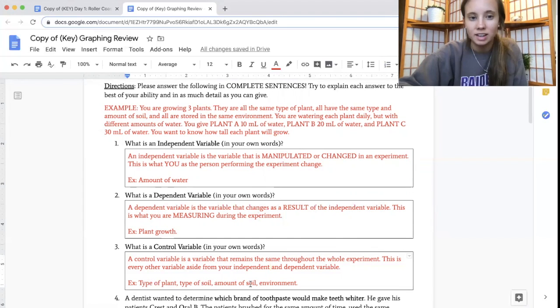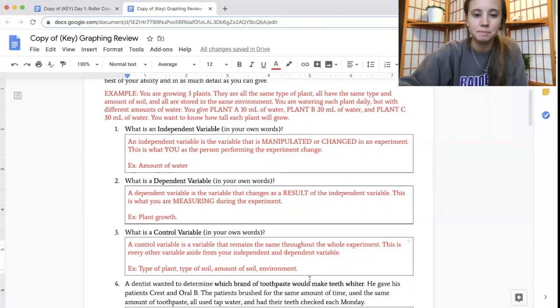the environment that the plant's growing in. You could even get more specific and say the type of the pot that the plant is growing in, the type of the water that you're giving it, whether it's spring water or tap water. There's tons of other control variables. So it's everything that remains the same.